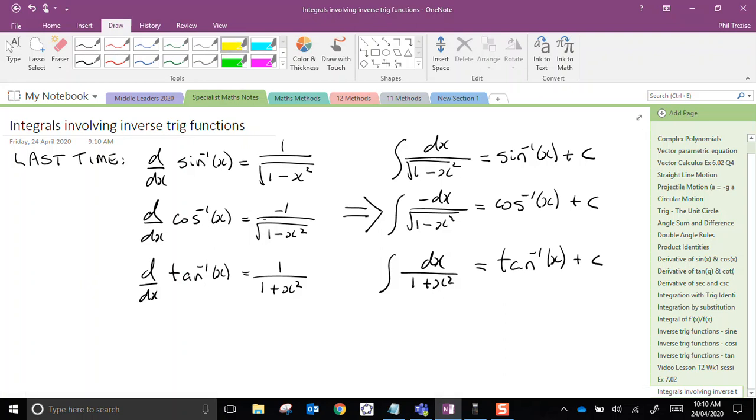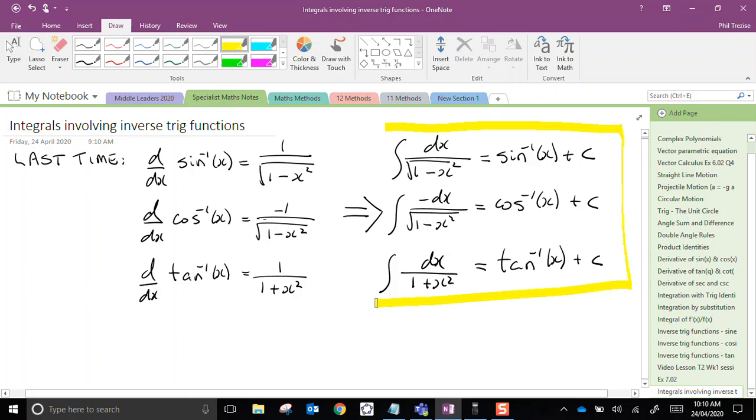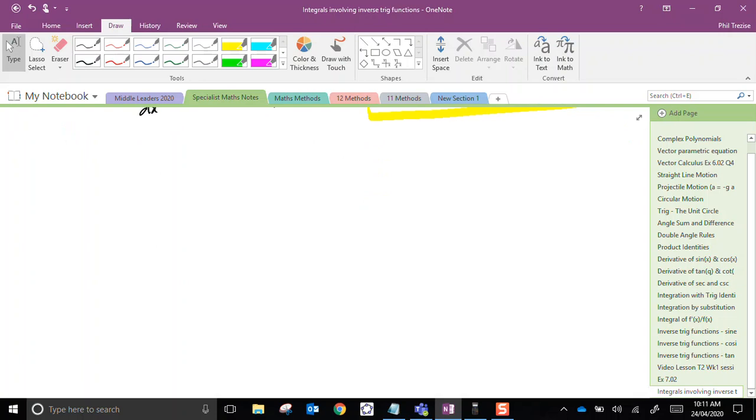Now, that's the lesson. There's your rules. Of course, nothing's ever quite as straightforward as that, is it? Because you are going to get questions which are not just 1 minus x squared. There'll be other constants and other things in there. So perhaps we could take a straightforward example first of all.